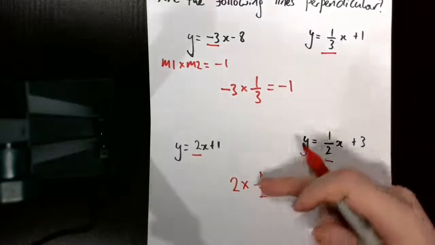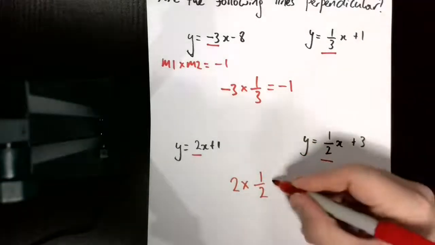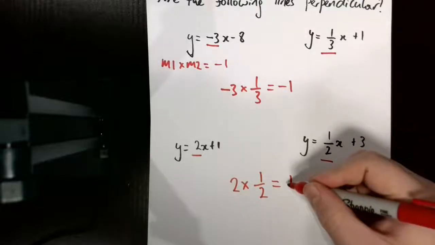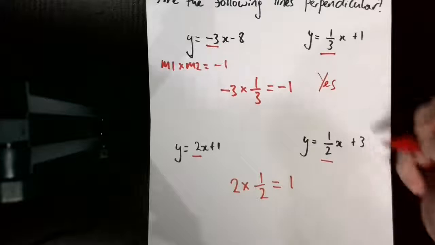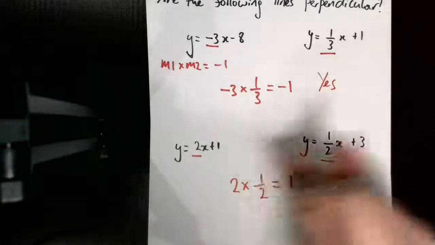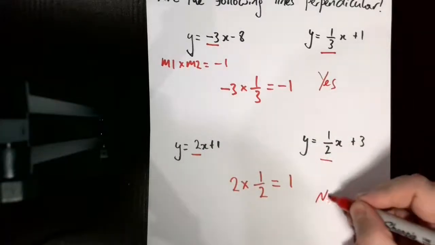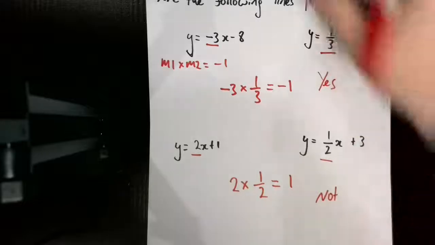2 times 1/2, well, that will end up giving us an answer of 1. +1, not -1, okay? So while, yes, these lines are perpendicular, these two lines here are not. We need to have -1, okay?